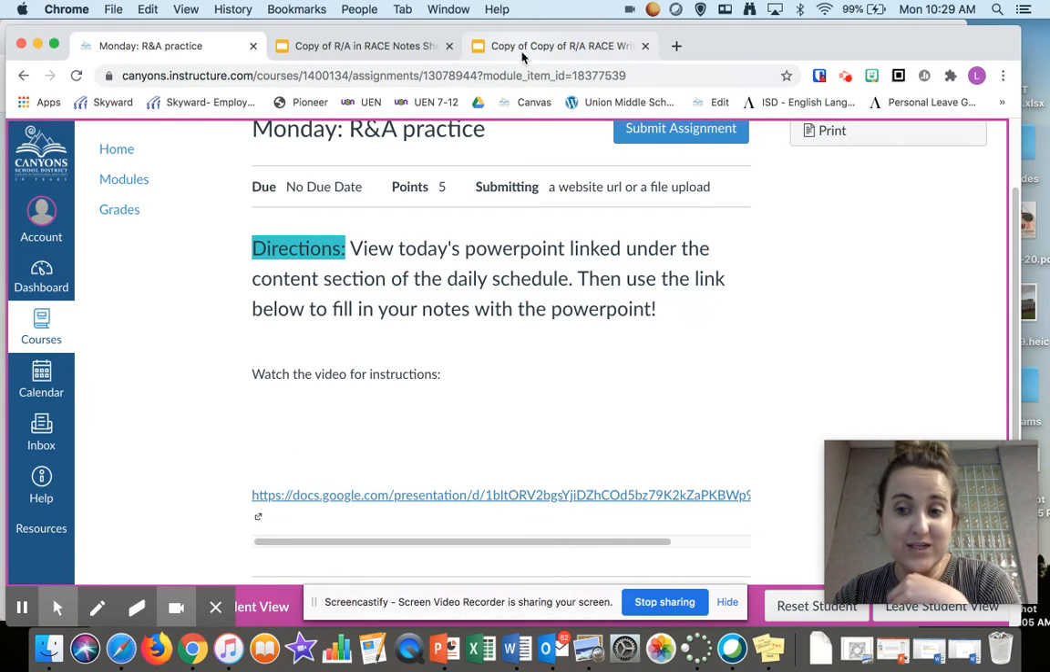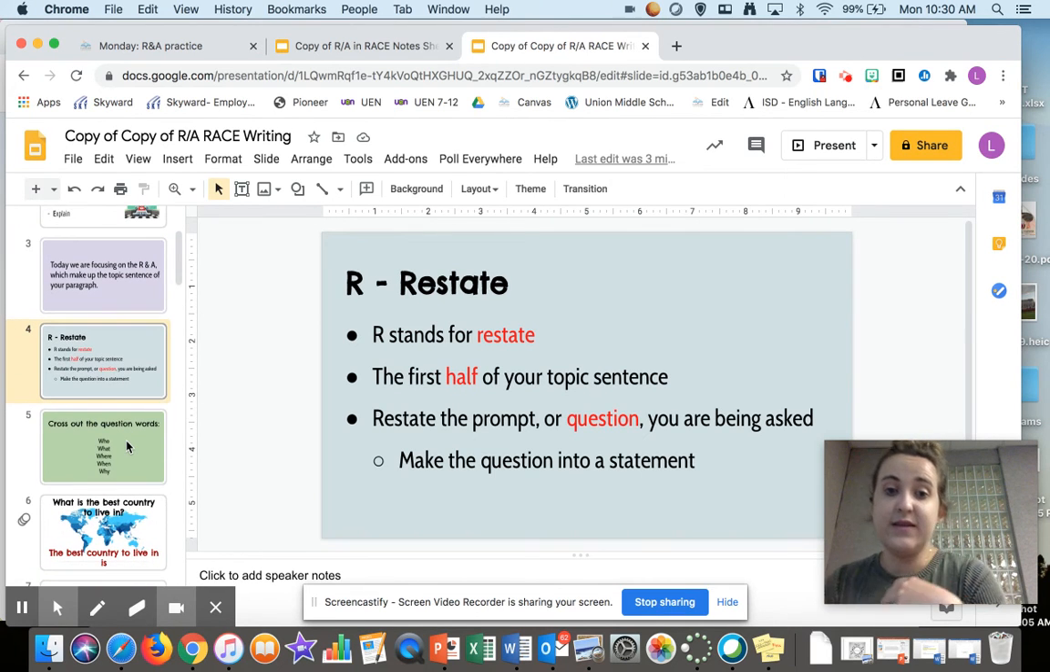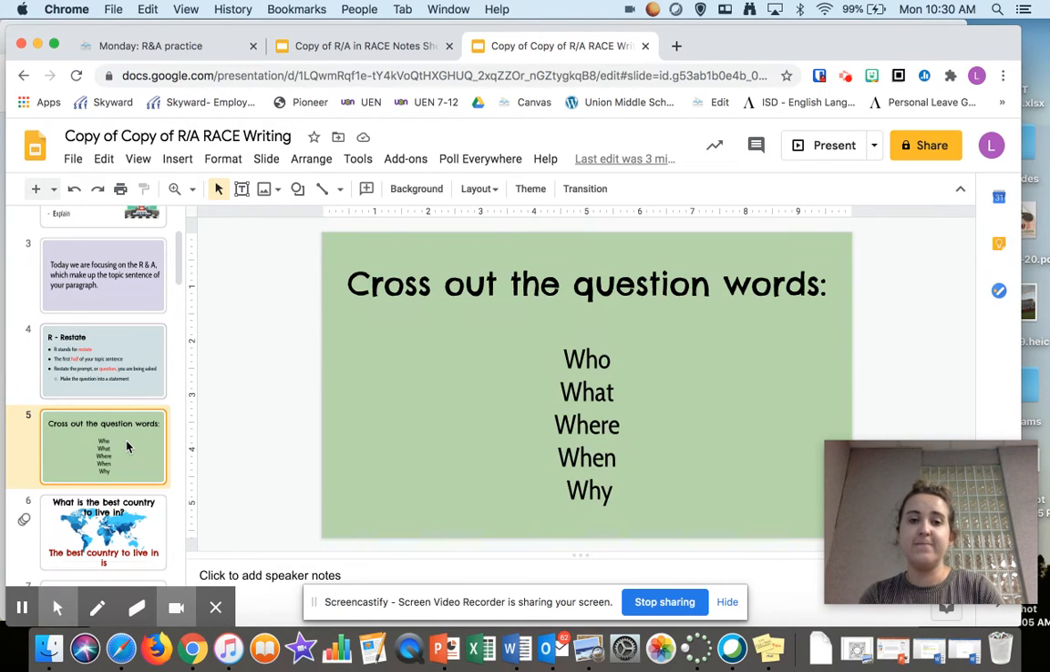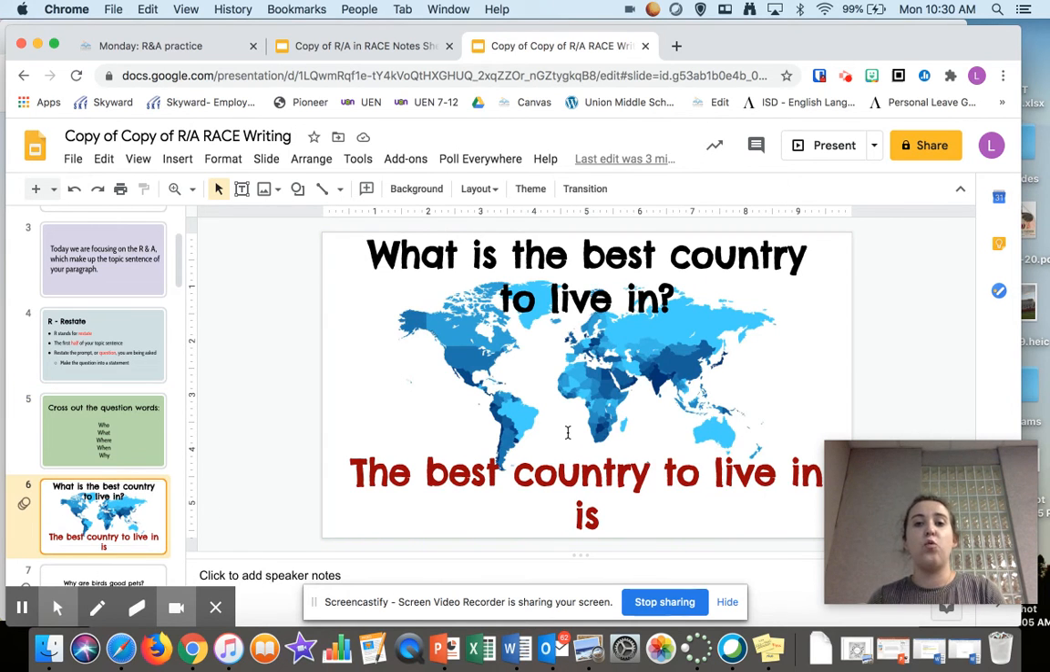Now, the most important thing to remember about race writing is this is just a clear way to do a paper. For instance, if you come down here, what you will notice is if you are given a prompt or a question about what to write, the easiest way to do a restate is you just cross out the question word. So for instance, what is the best country to live in? If I were to ask you to write me a paragraph about what is the best country to live in, you wouldn't start your paragraph by saying the United States. I'd be like, okay, the United States, what? You got to tell me what it is.